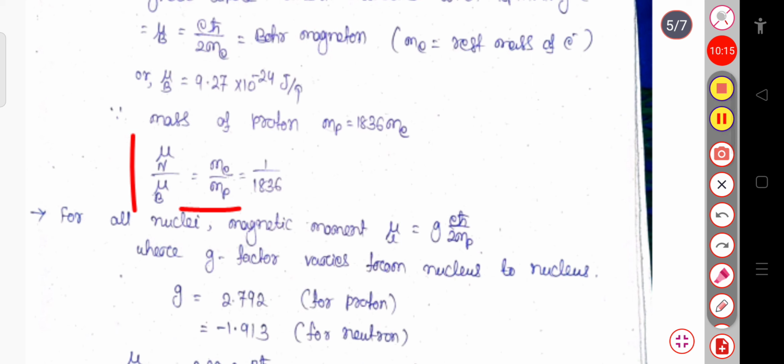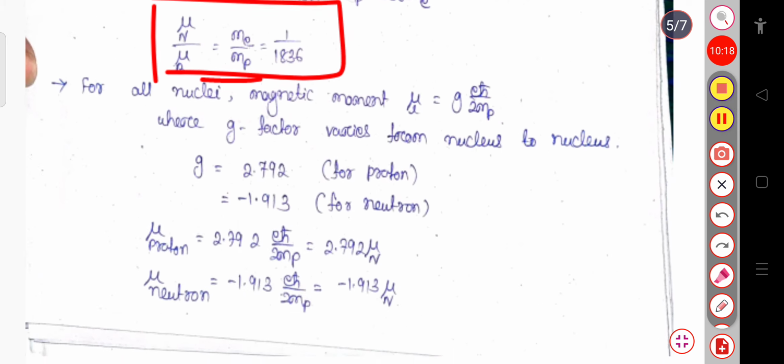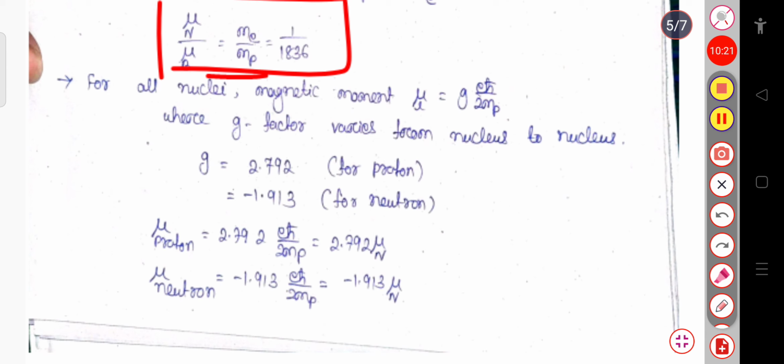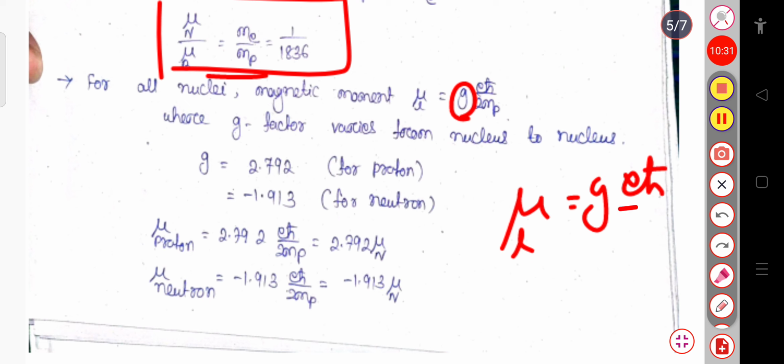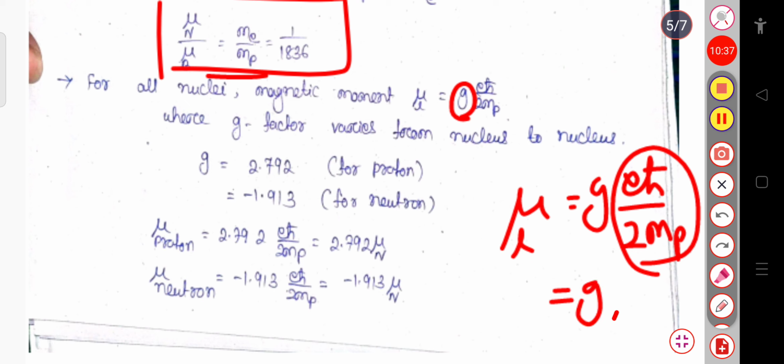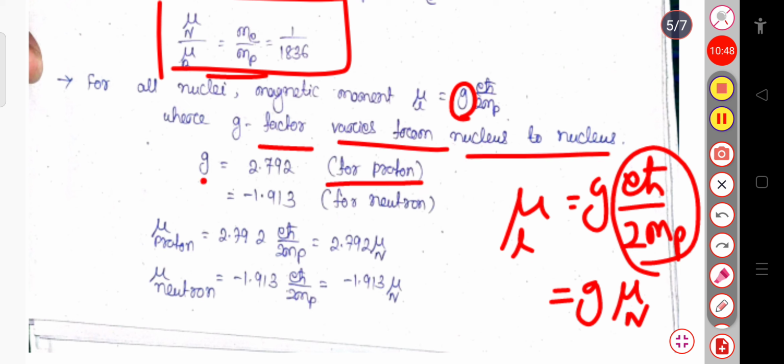Now for all the nuclei, the magnetic moment can be written as G into EH bar divided by 2 mp. This mu in general form can be written as mu equal to G into EH bar divided by 2 mp. You know this EH bar by 2 mp is nothing but your mu N, the nuclear magneton. What is this G? This G factor varies from nucleus to nucleus. If we consider the proton, then this G value is equal to 2.792, and for the neutron, it is equal to minus 1.913.